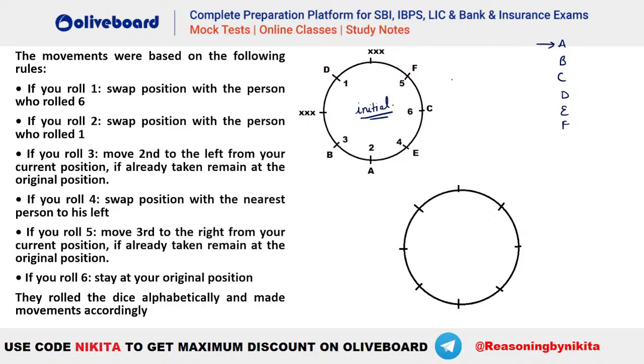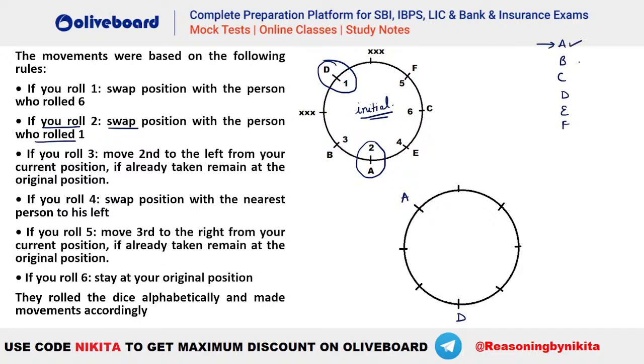Okay. So what is A rolling here? You can see A has rolled 2, isn't it? So that means he will roll 2 and he will move accordingly. So what is given here? Swap position with the person who rolled 1. Who is rolling 1? You can see D is rolling 1. That means as per this, the first movement will be between A and D. So A will come to D's position and D will come to A's position. Something like this. This is the first movement here between A and D, because A is rolling 2 and as per rule number 2, he had to swap the position with the person who has rolled 1. So A and D have swapped positions.